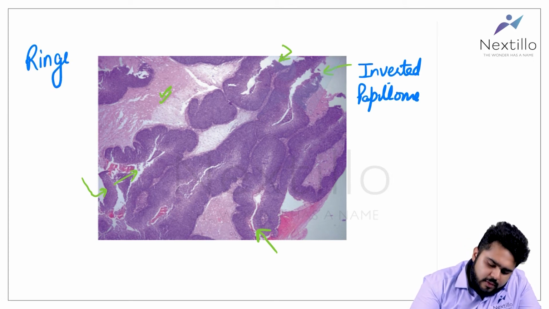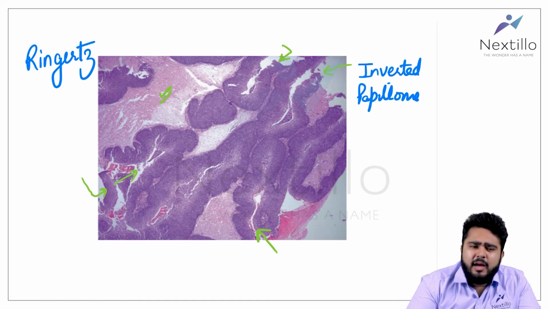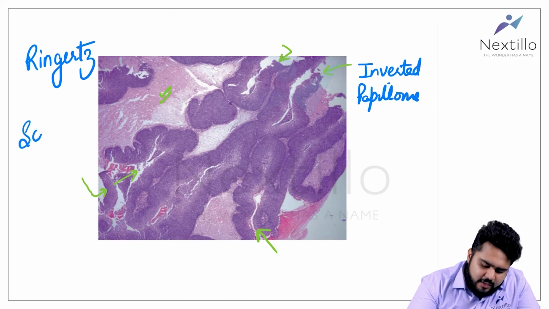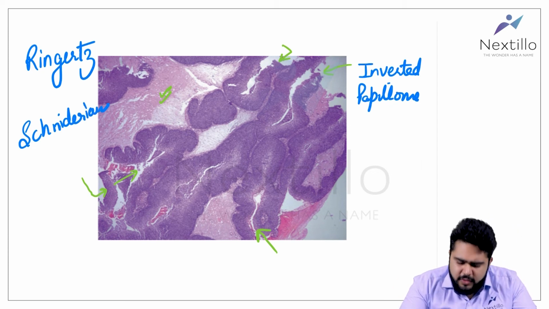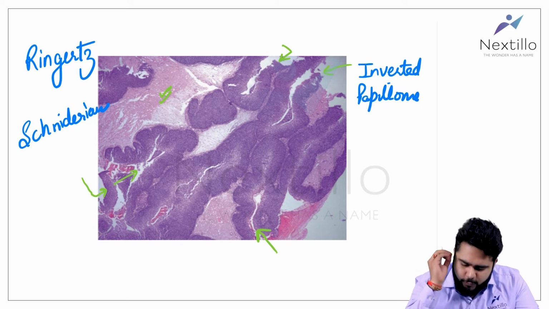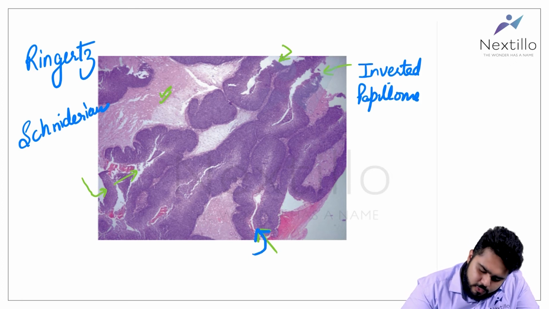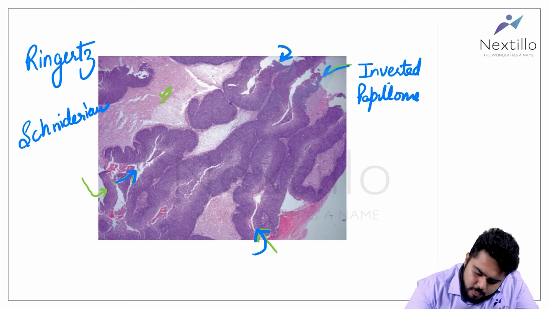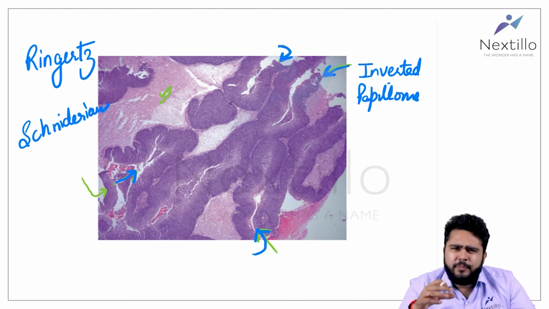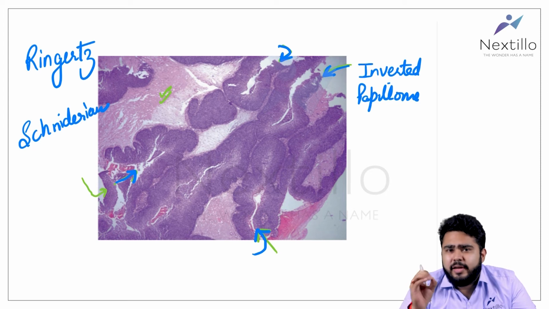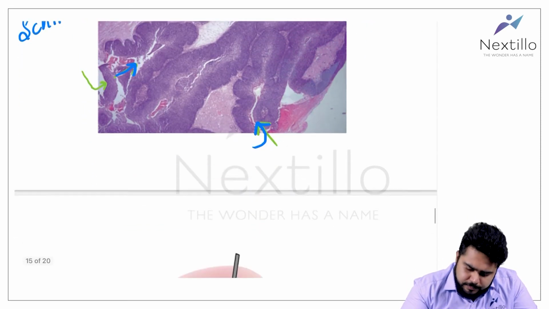What are the other names given to inverted papilloma? Ringer's tumor. Other name? Schneiderian tumor or Schneiderian papilloma or inverted papilloma, as you already know. So this is again very simple. If you see the image, it will be very clear. Something is growing from the outside backward into the stroma. This is very easy to identify. Ringer's tumor or inverted papilloma.